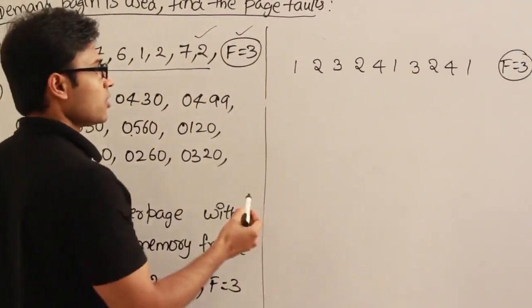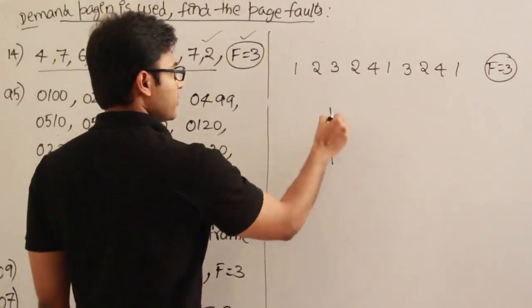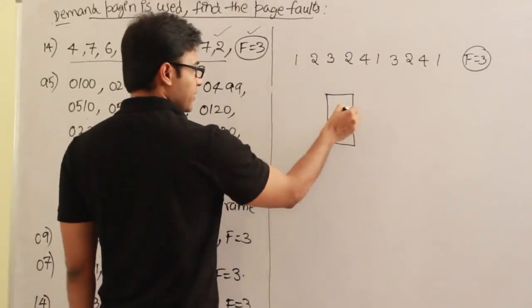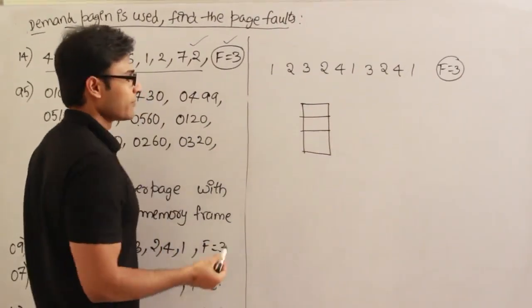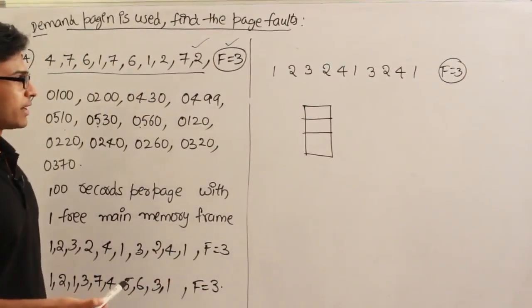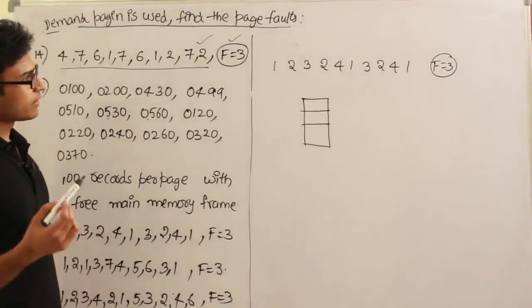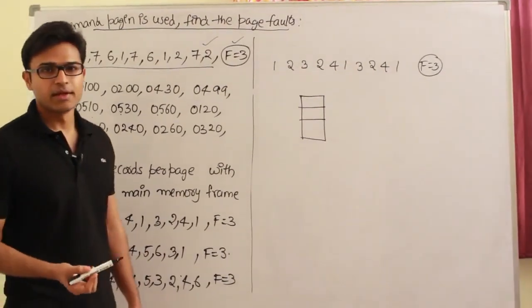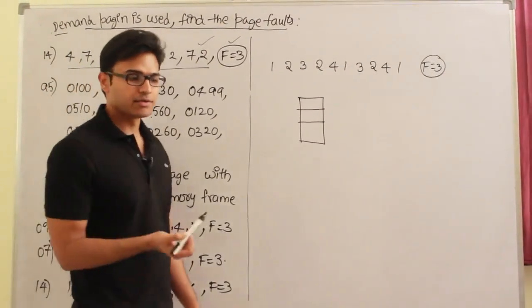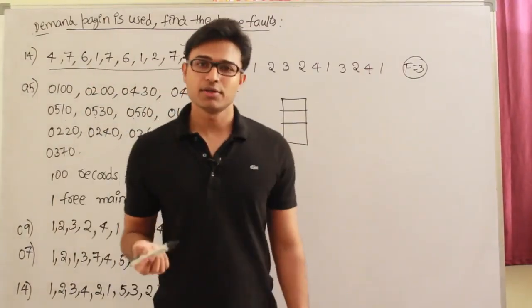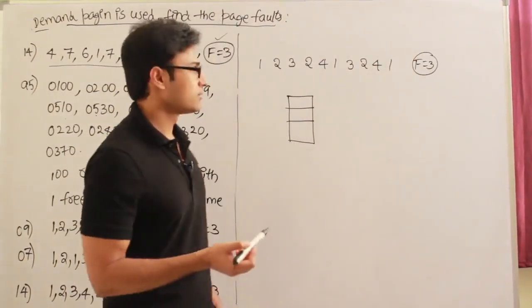Let's start with the optimal. So we have only 3 frames. Somehow in all the GATE questions they have given only 3 frames. I don't know the reason behind it, but in all the GATE questions they continuously ask with 3 frames. It is not that in practice we use only 3 frames. In practice we use lots of frames, not just 3.